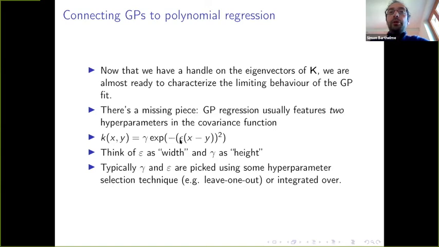Epsilon we think of as width, and gamma we think of as height. In most applications, you set epsilon and gamma both using some kind of hyperparameter selection, for example, leave one out, or you integrate over it using standard Bayesian methods.